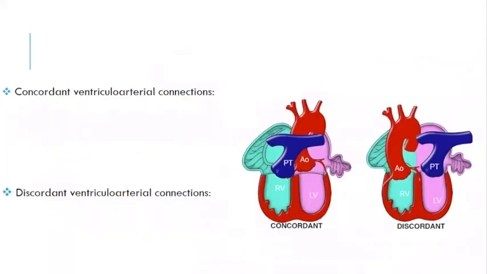Again, they have two patterns as in the atrioventricular junction. We have concordant and discordant. Concordant is when the pulmonary trunk is connected to the RV and the aortic artery is connected to the LV. Discordant is when the aortic artery is connected to the RV and the pulmonary trunk is connected to the LV.